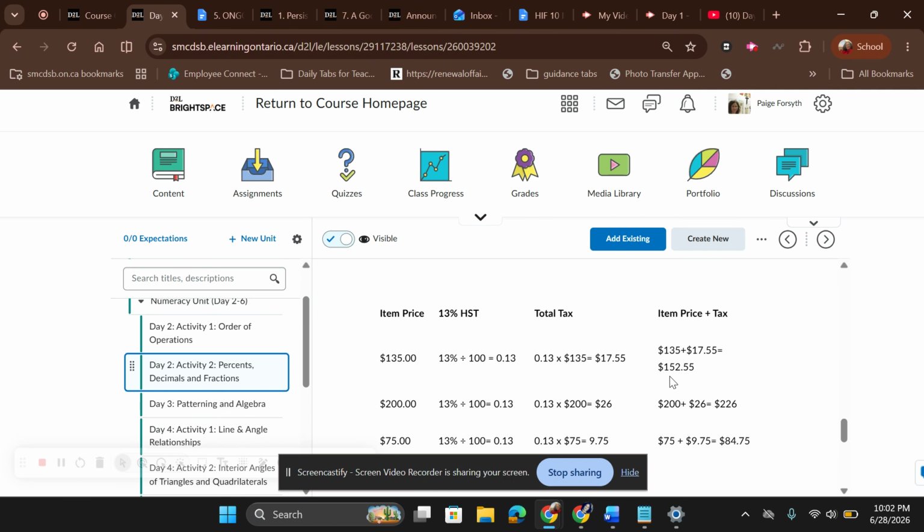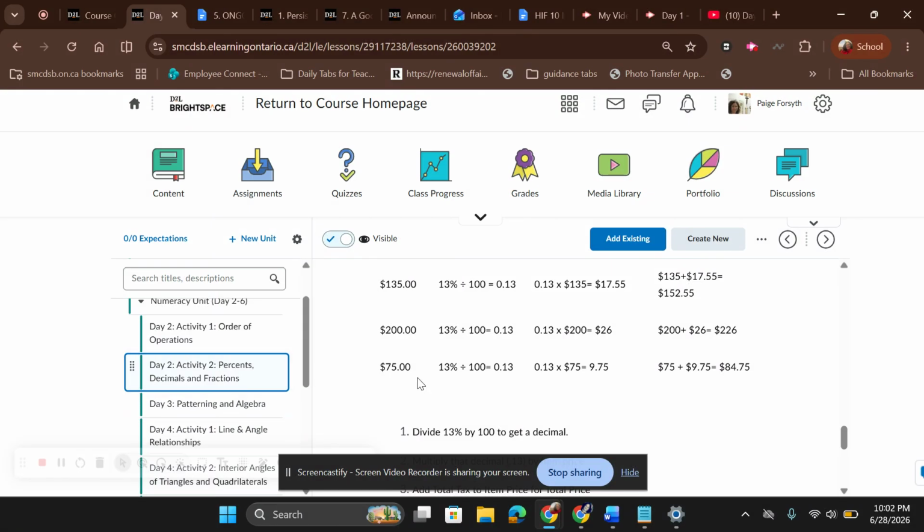If you're buying an item that is worth $200, you're going to pay $26 in tax for a total of $226. If you buy something worth $75, you're going to add $9.75, and that brings you to $84.75. So the higher the price of the item, the higher the tax amount that you pay, because it's 13%, right?